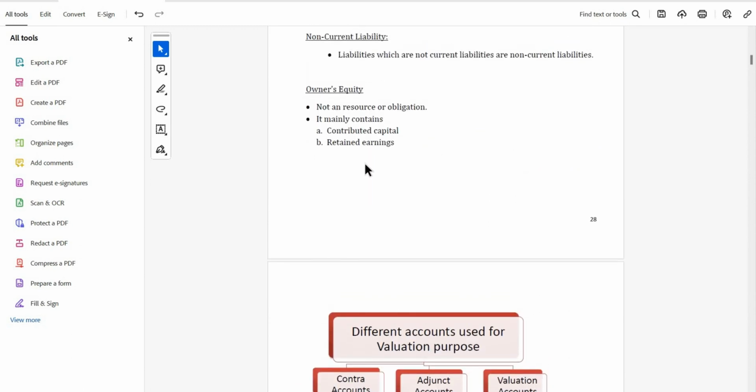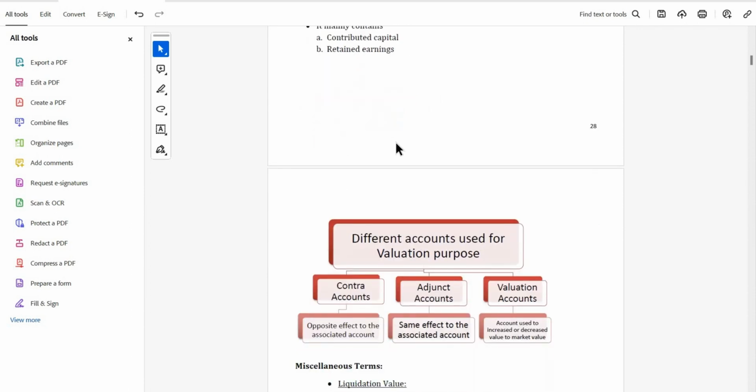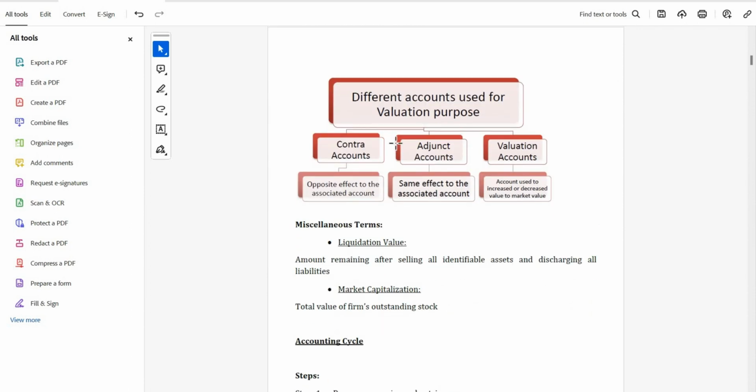So owner's equity. What is owner's equity? Owner's equity is not a resource or obligation. It's mainly contributed capital by the owners and retained earnings. Retained earnings is transferred from the PL or the income statement. Different accounts are used for valuation purposes.